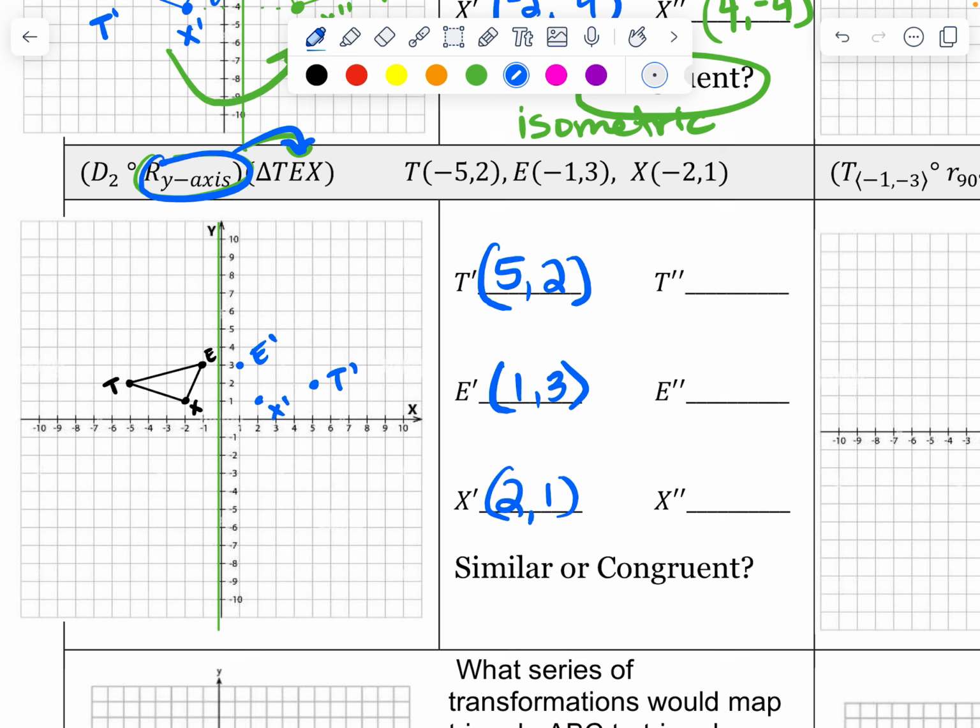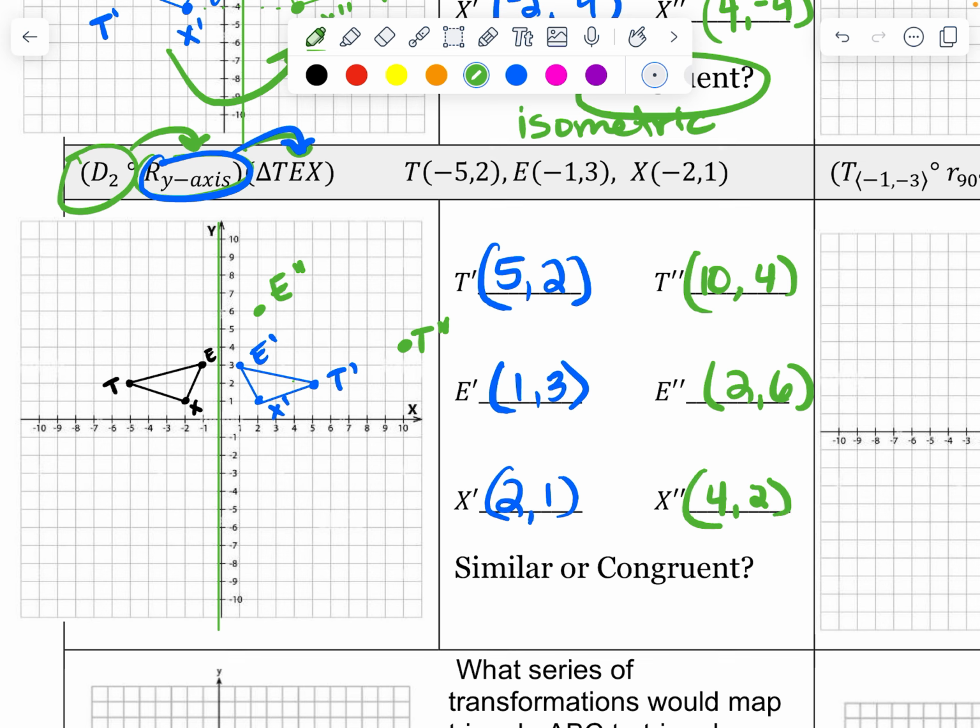So T double prime, what are we doing to it? Dilating it by 2. So if I want to dilate this shape by 2, I need to multiply all these by 2. And this is why it's a bigger graph, so that you had the space. So T is at 10, 4. T double prime. E double prime is at 2, 6. E double prime. And X is at 4, 2. X double prime.